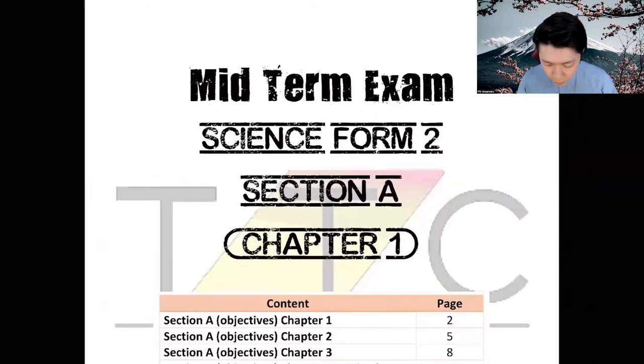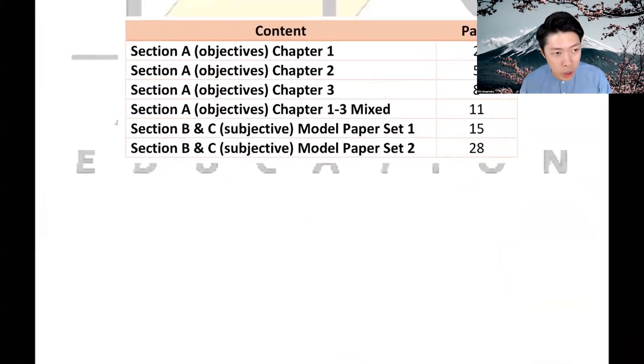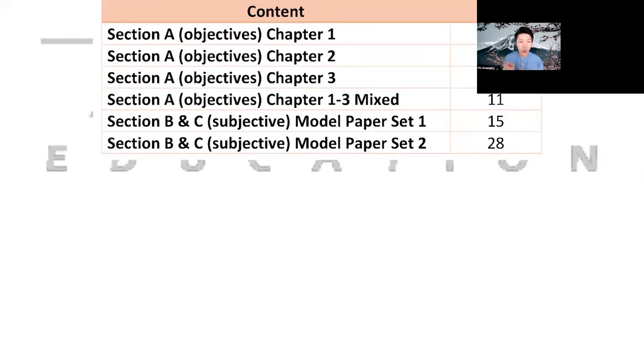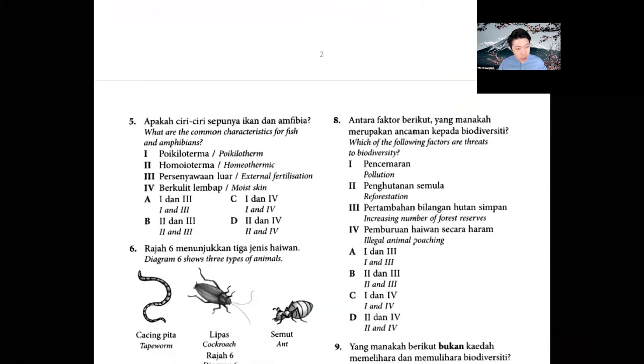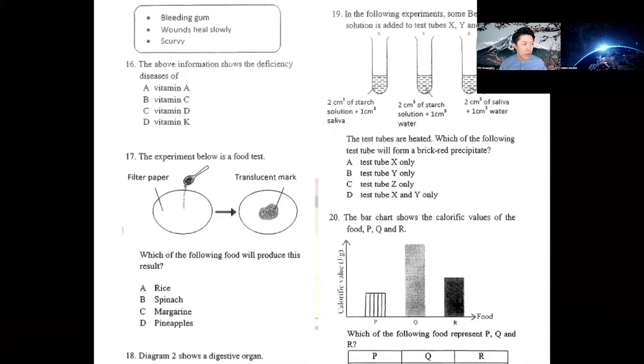Right. So I think we will go into your model paper set 1. Okay, model paper set 1. So you can jump to page 15 straight away. For exercise one, the no color one. So can you all turn to page 15, everybody, page 15. So let me just go straight into it. Set 1, page 15. There you go.